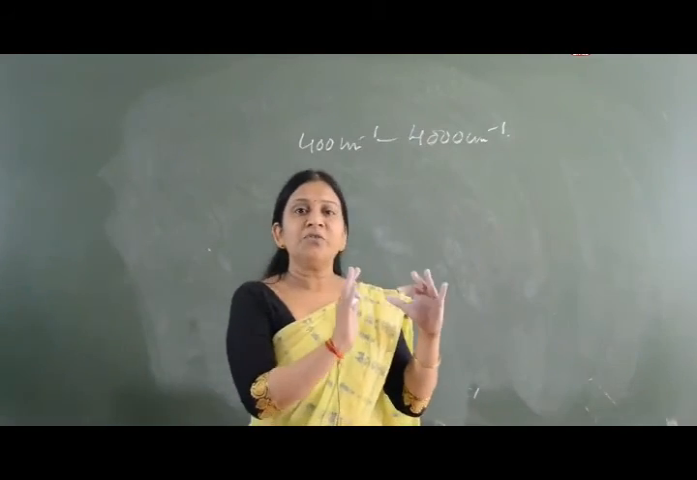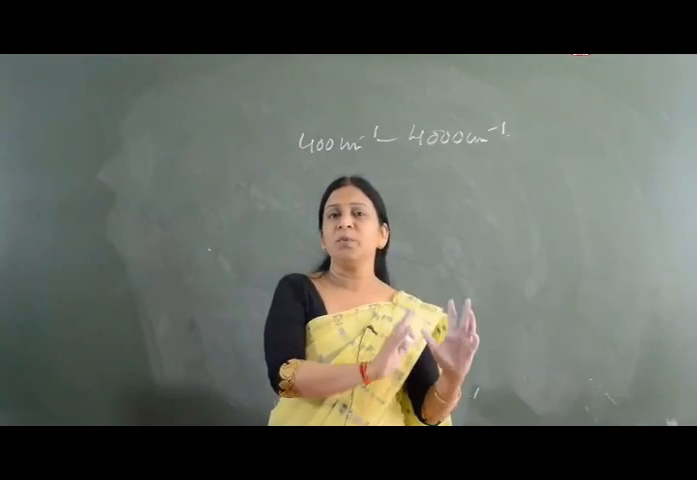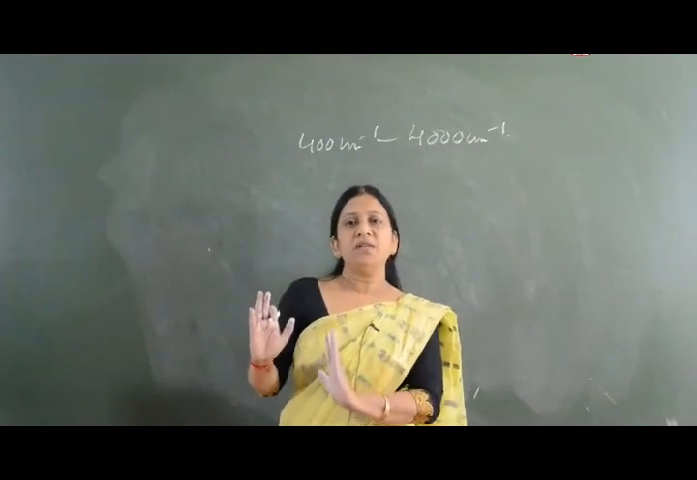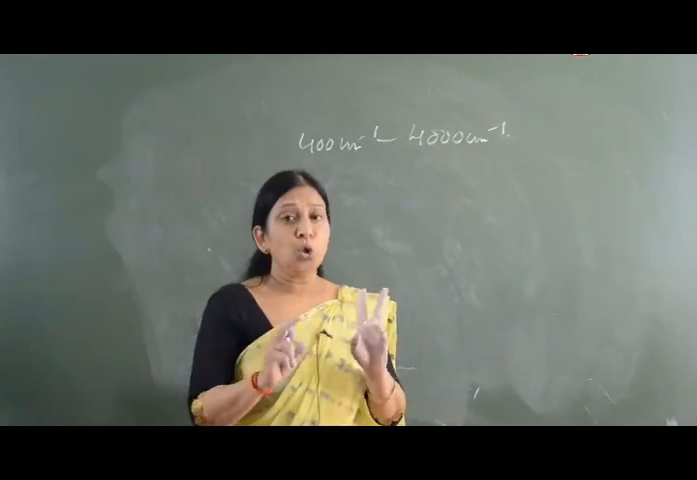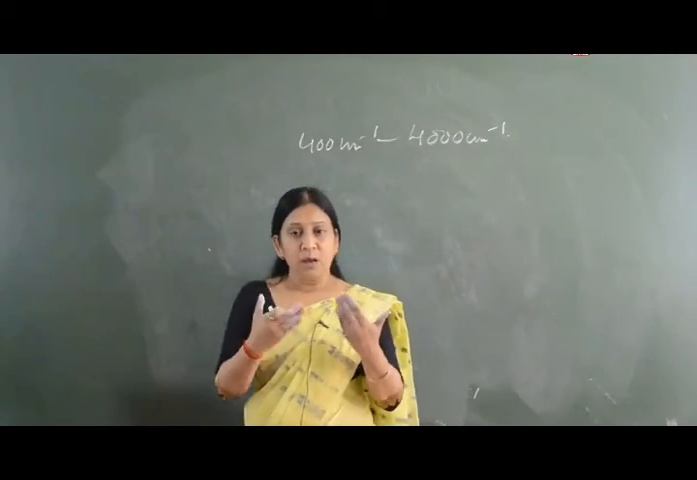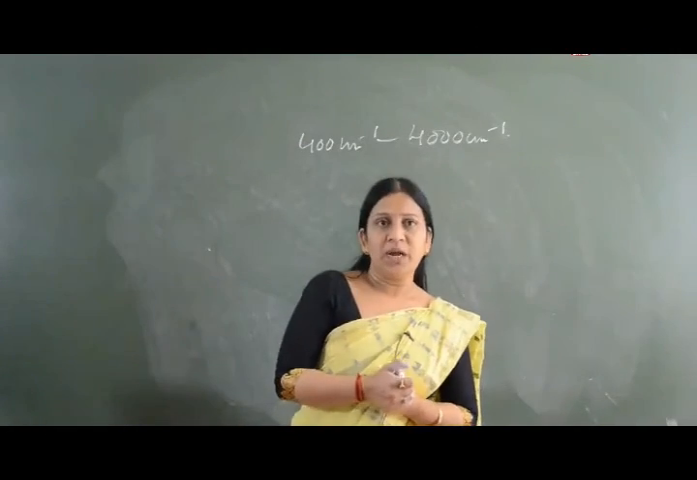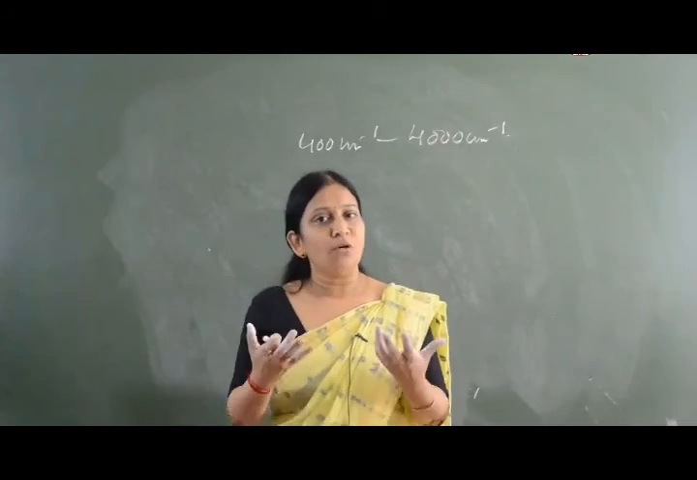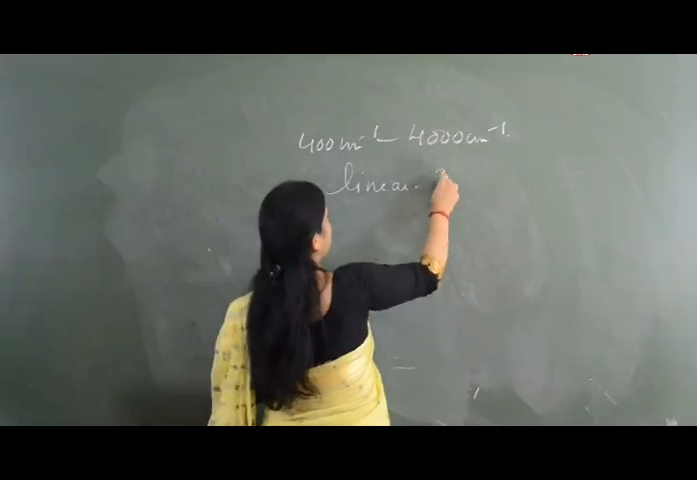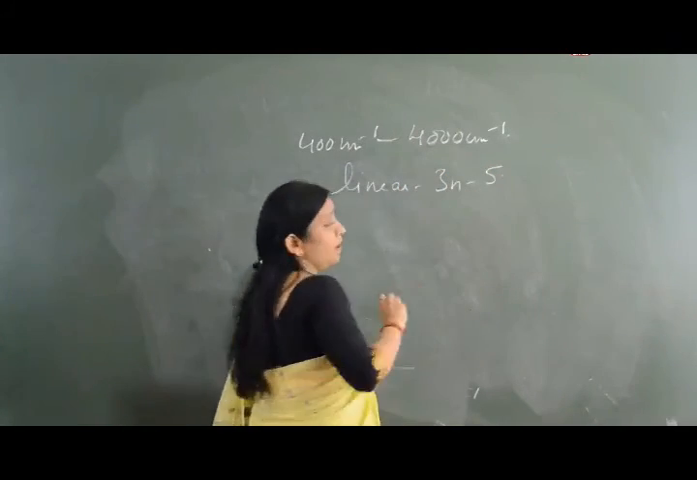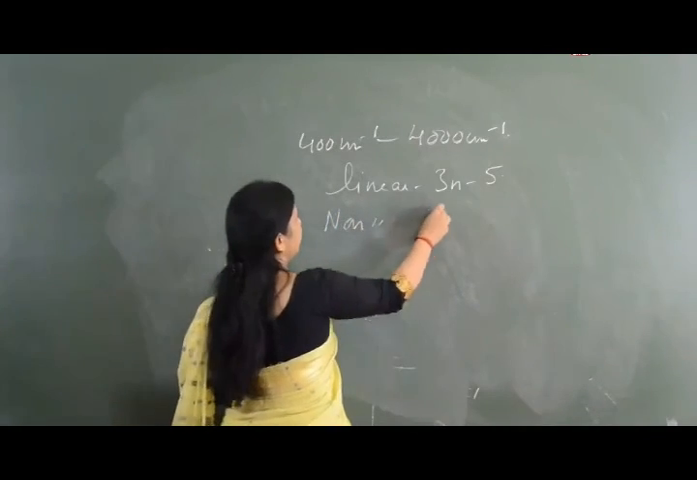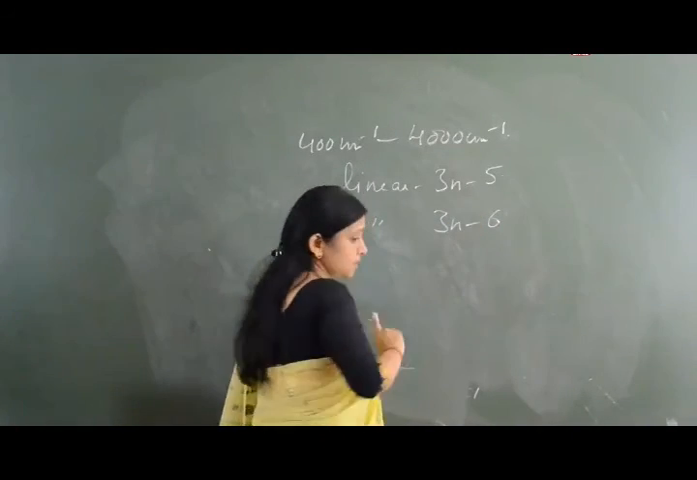the IR fingerprint region and the functional group region. The fingerprint region gives all the information about the molecule, and the functional group is given by the functional group region. No two molecules can have the same IR spectra. Then by IR spectra we can calculate the vibrational degrees of freedom. If we have a linear molecule, the vibrational degree of freedom is given by 3n minus 5, and if the molecule is non-linear, it is given by 3n minus 6.